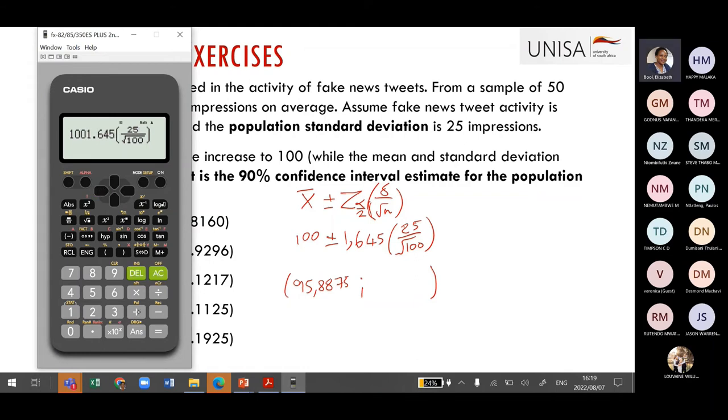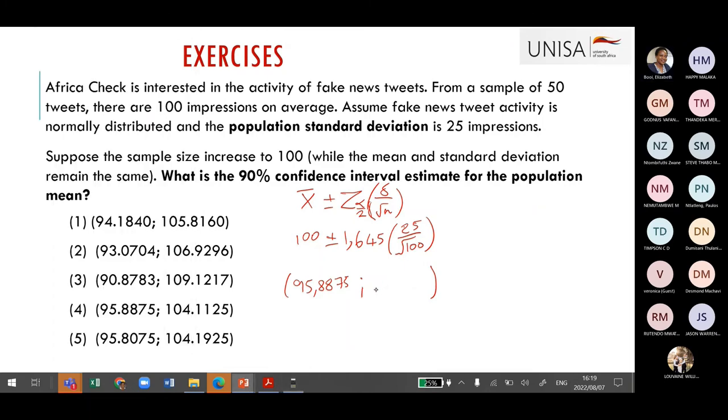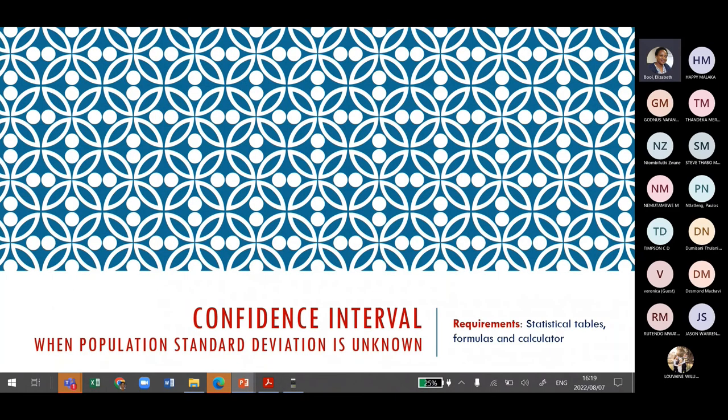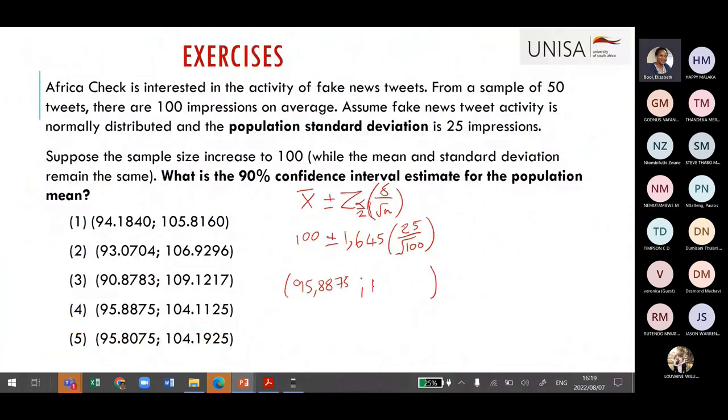Delete plus answer, change. 104.1125. Looking at the options, 95, they are the 95s, 8875. Which means option number 4 is the correct answer.